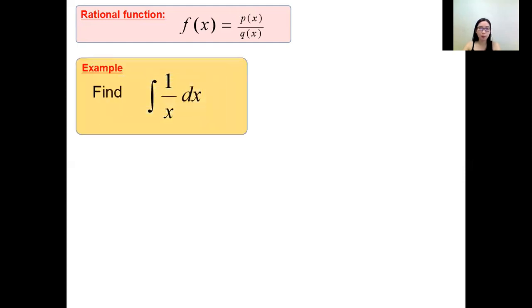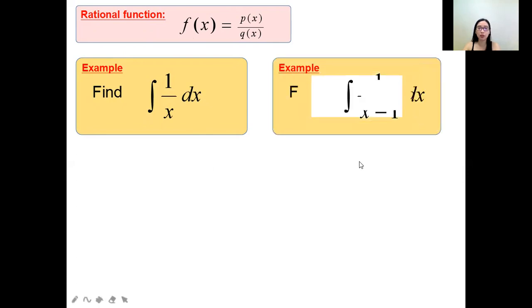denominator. So for example, if we are asked to find the integral of 1 over x dx, or integral of dx over x, they are similar, no? So that is a rational function. But if it is that simple, it is just ln, so it is easy for us to solve.